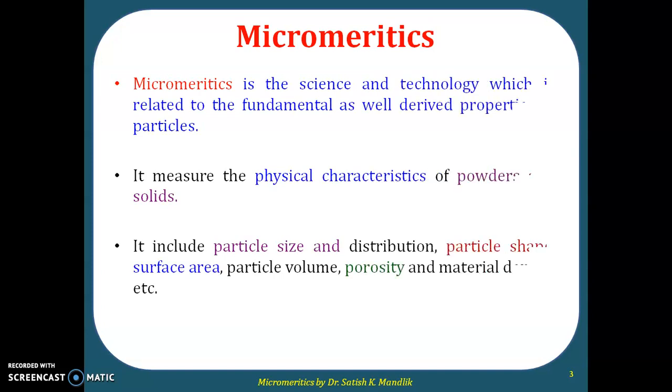Micrometrics is the science and technology which is related to the fundamental as well as derived properties of particles. It measures the physical characteristics of powder and solids. Micrometrics includes study of fundamental properties like particle size distribution, particle shape, particle charge, surface area, particle volume, and the study of derived properties, namely porosity, density, bulking arrangement, packing arrangement.